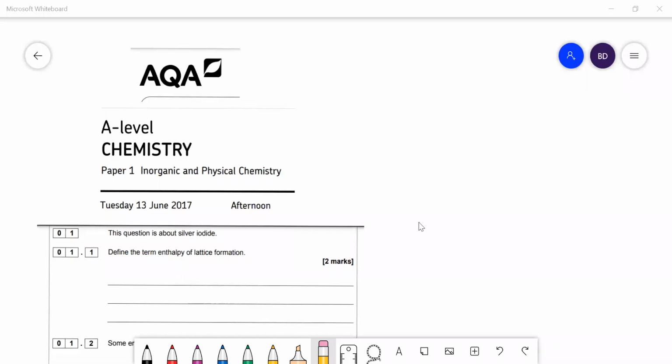Here's a walkthrough of paper 1, AQA A-level Chemistry, Inorganic and Physical Chemistry. This is the June 2017 paper.